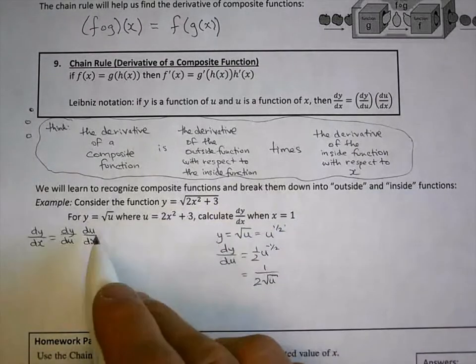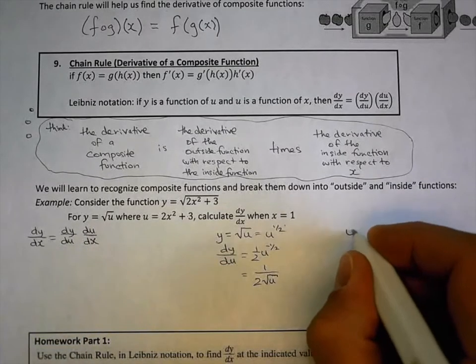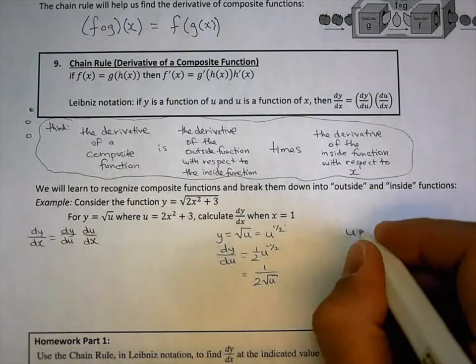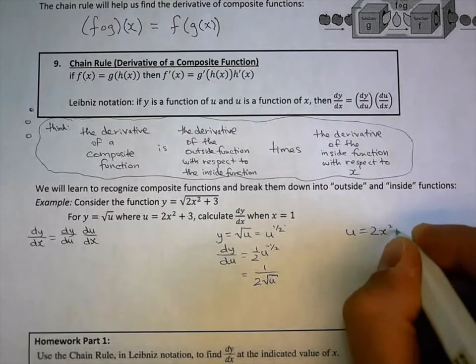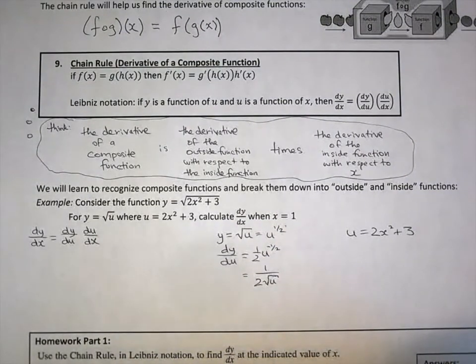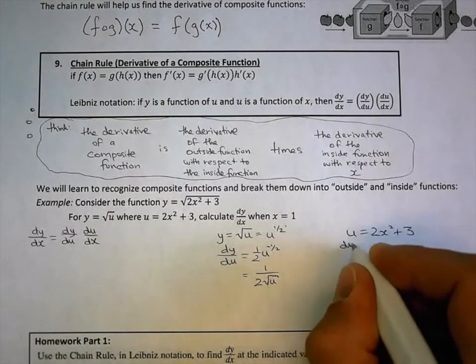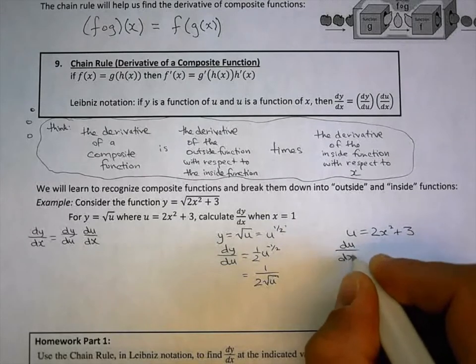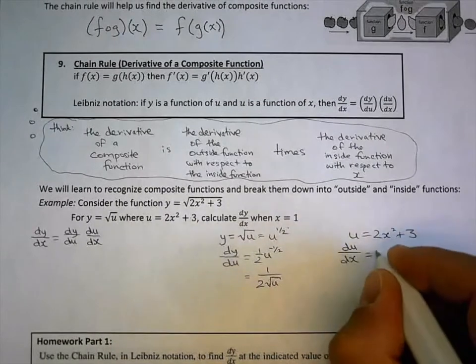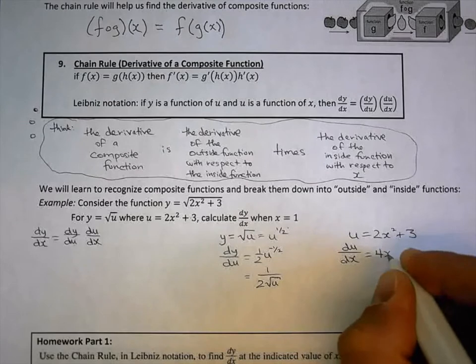Now, I also need the derivative of u with respect to x. Well, u was defined as 2x squared plus 3. Now, let's take the derivative of u with respect to x. Well, the derivative of this is 4x.